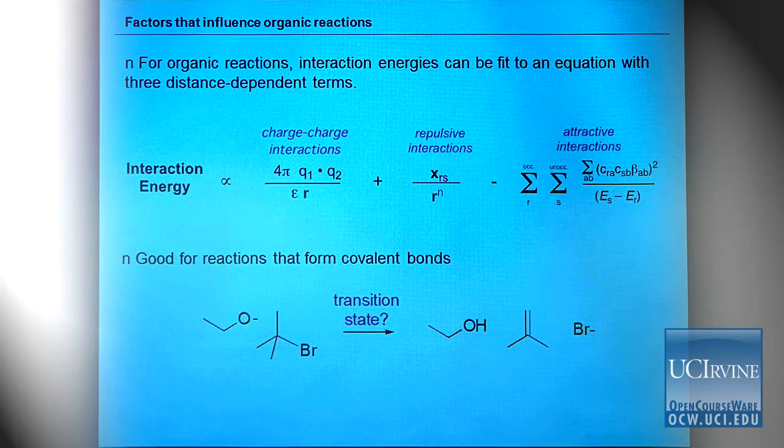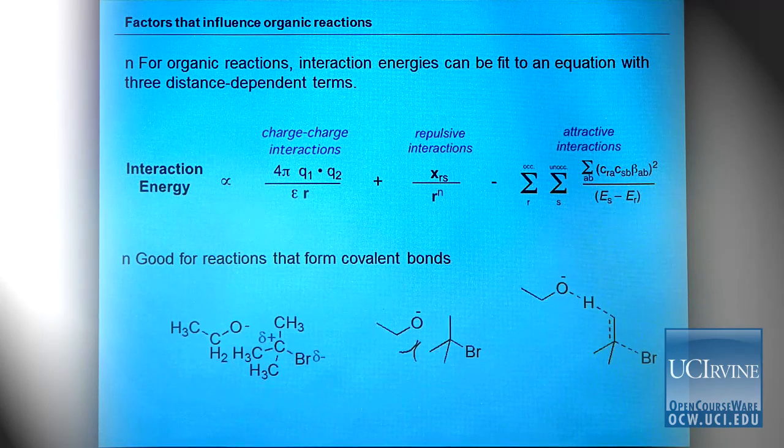So if we want to think about the interaction of this alkoxide with t-butyl bromide, this is ready to form a covalent bond, and you could use this equation to judge how good the interaction is between this negatively charged oxygen and this carbon atom here with a partial positive charge. It would explain why oxygen doesn't want to attack bromine, because that has a partial negative charge. It would also tell you, because of this term right here, that there are repulsive interactions to consider.